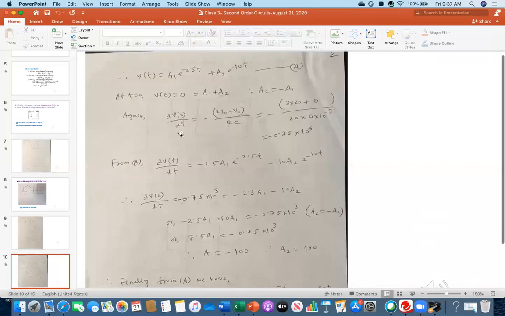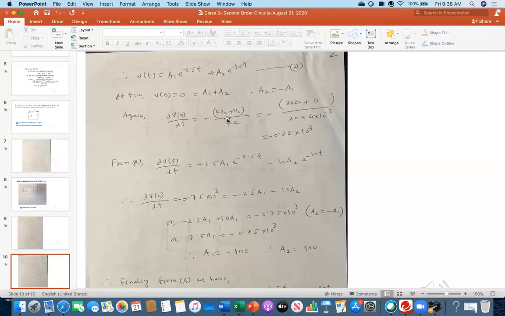Okay, now come back again to dv naught by dt. Can you remember this expression? In the previous class, we derived this one from equation J. Can you remember what I am talking about? There was one special expression that you need to use. So this is dv naught by dt equals minus (R i naught plus v naught) over RC. This came from the parallel circuit. Today we derived a different expression, but because this problem is related to parallel, automatically it came.